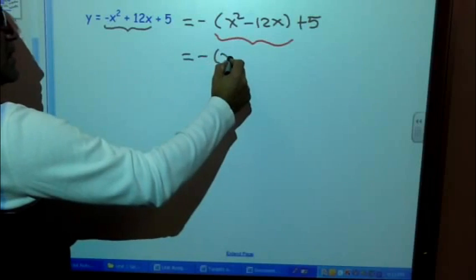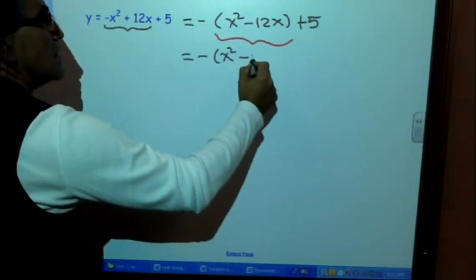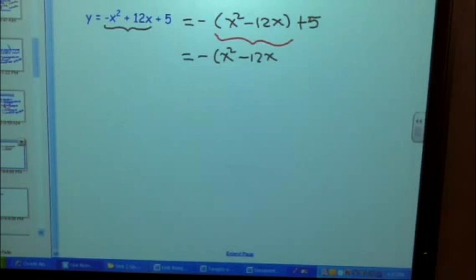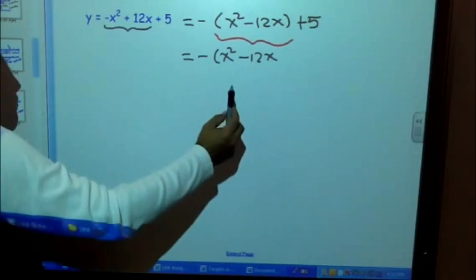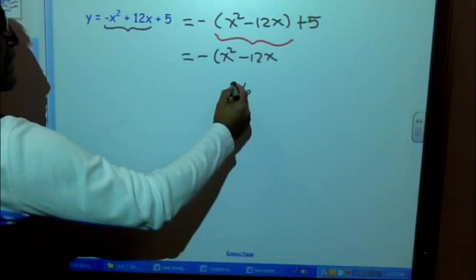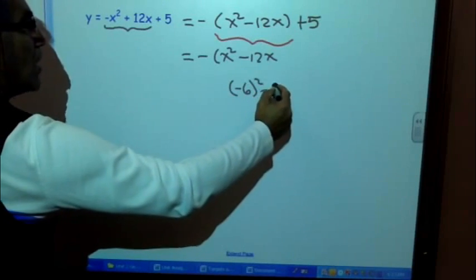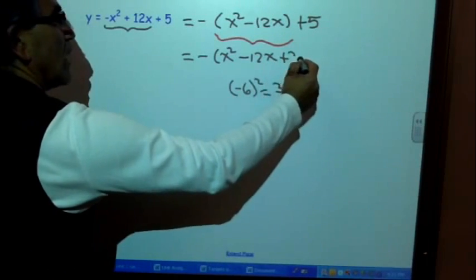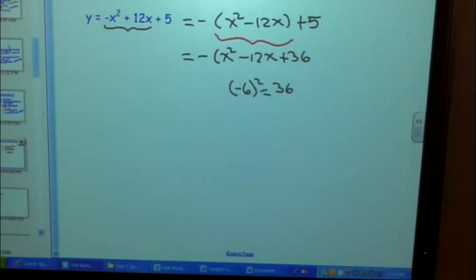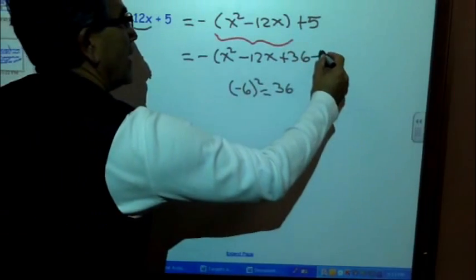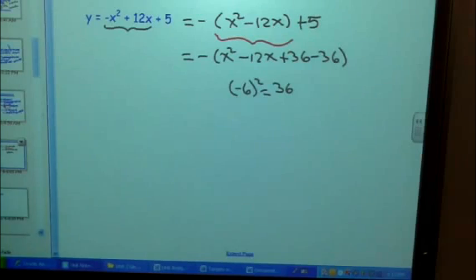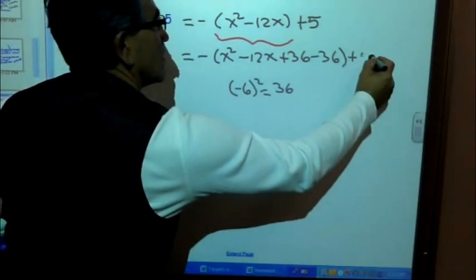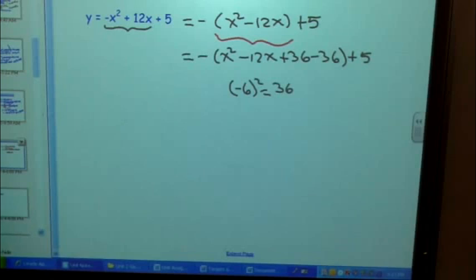I will leave the negative sign outside, and I'm going to complete the square inside the bracket. My first term will be x squared. The second term 12x, like before. Now I'm going to look at half of -12, which is -6, and I'm going to square that, which is positive 36, and I'm going to add that term to complete the square. Now, if I added 36, I really need to subtract it, so my net effect is 0. And I add the 5 that I had before. So I completed the square just of the bracket. The negative leading coefficient stayed where it was.